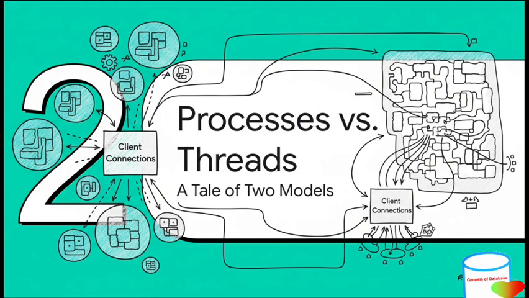Now, that memory model isn't some kind of accident. It's a direct result of how each database handles you, the user, when you connect. And that brings us to the second key difference. We're talking processes versus threads.